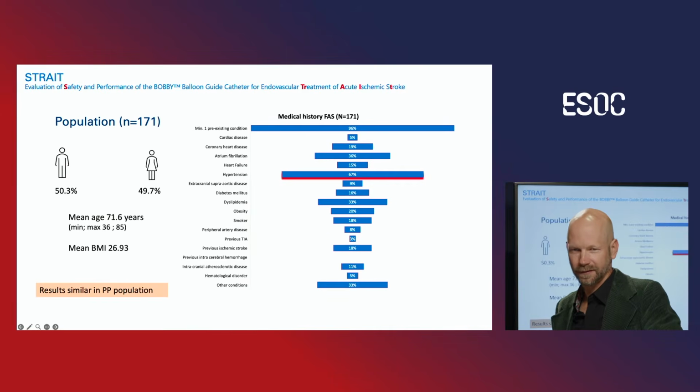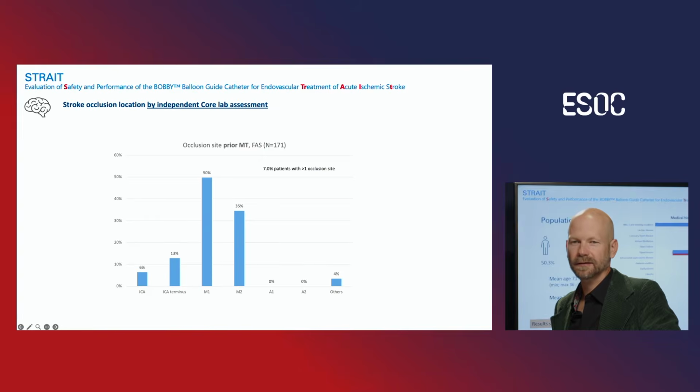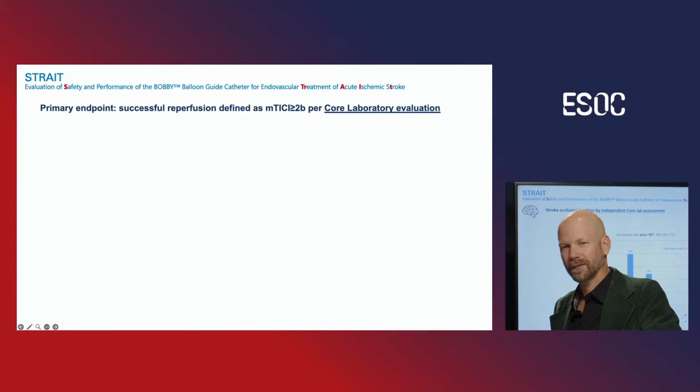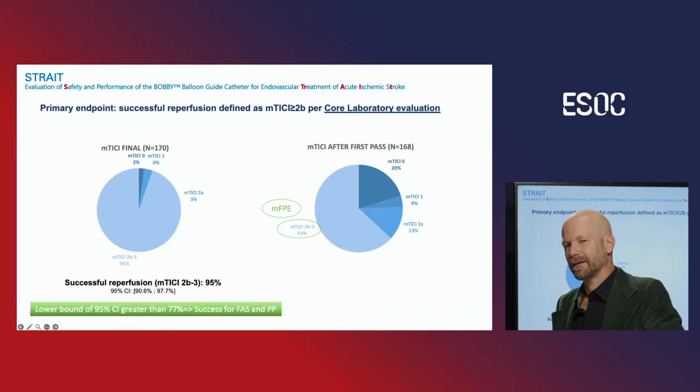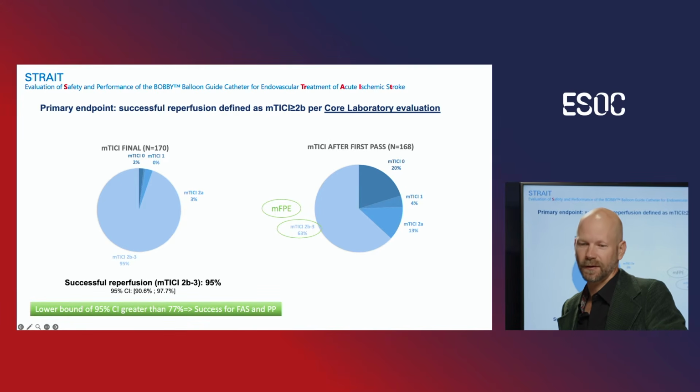So the population is quite standard, nothing special. The occlusions that were treated are mainly M1 and M2 occlusions, only a small subset of ICA occlusions. And now coming directly to the primary endpoint. The successful reperfusion was 95%, which is exactly the number of the retrospective WALRUS study, and very high. But these are data that are core lab controlled and prospective, so they have another quality, I think. And the first pass effect is also nearly identical, very high with 63%.